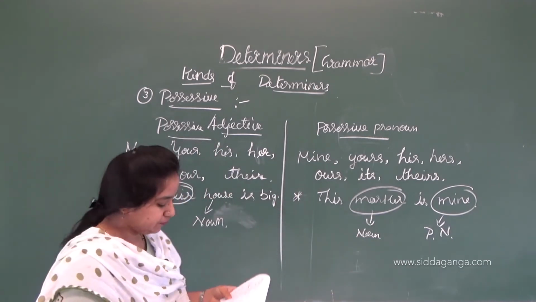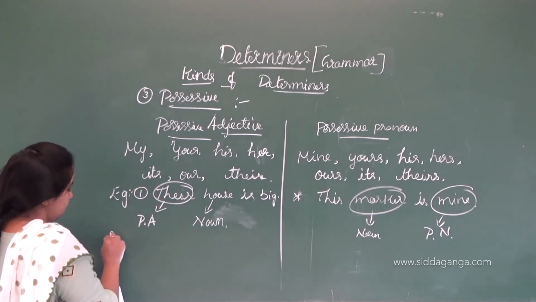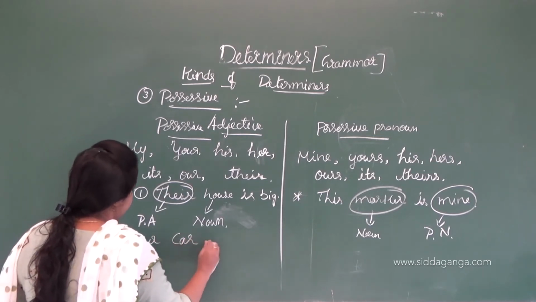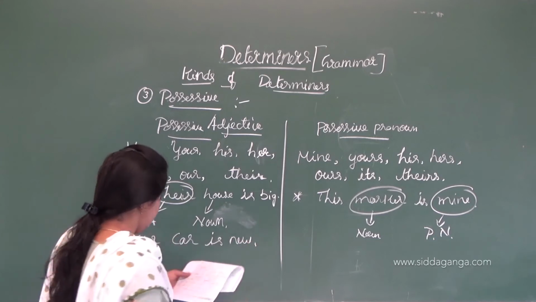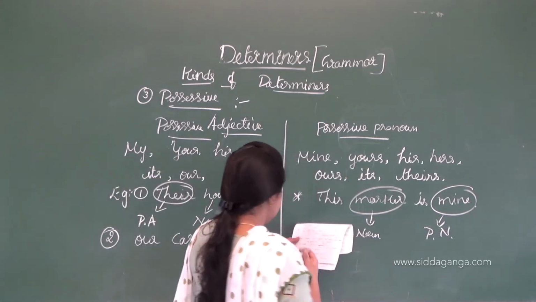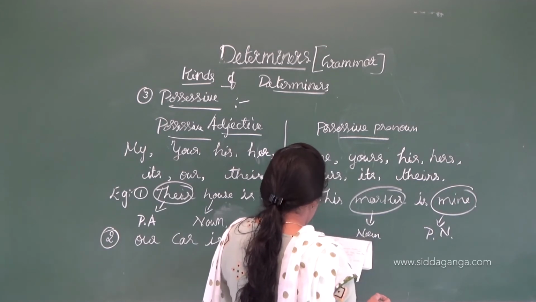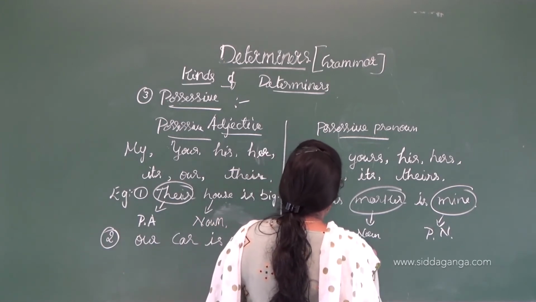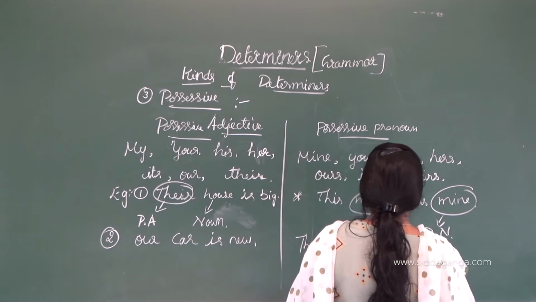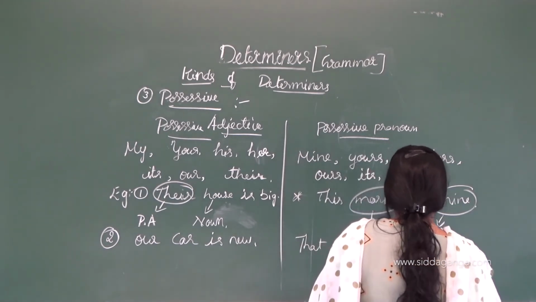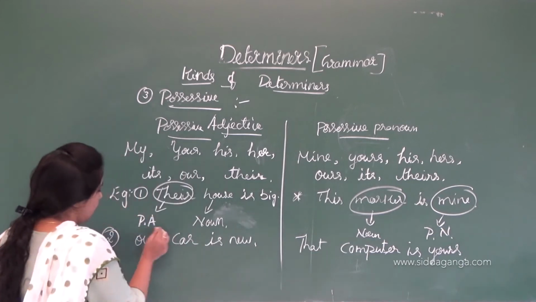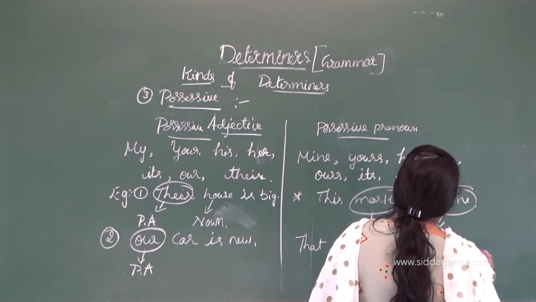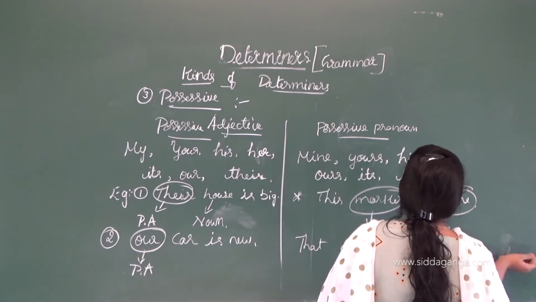Then the next example is, our car is new. Our car is new. That computer is yours. That computer is yours. So "our" tells the possessive adjective. Here "yours" says about a possessive pronoun. Possessive pronoun.